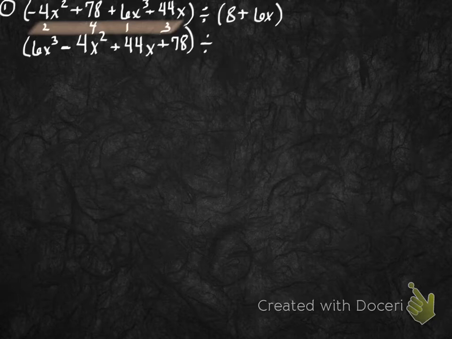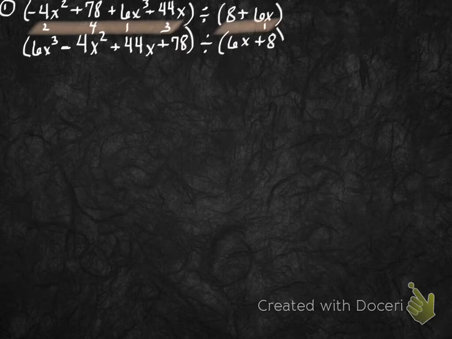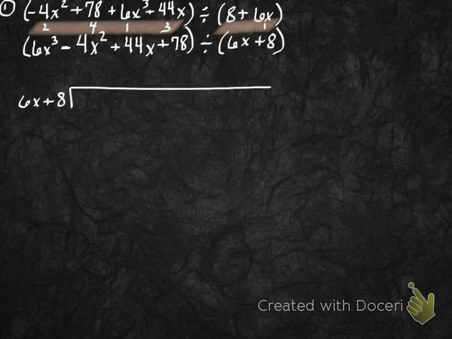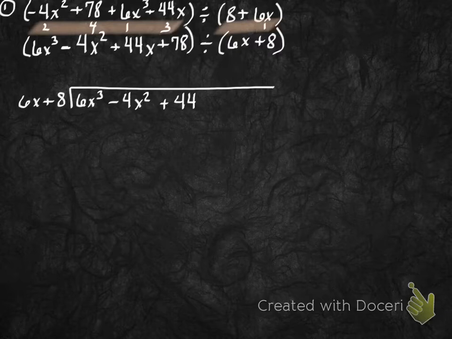And divided by. Now looking in the second parenthesis, I need to do the same thing, going down from my x's. So the first term is that 6x. If it happened to have a minus sign in front of it, I'd bring it forward with a negative. Plus 8. Now I can do the long division like we were doing yesterday. So 6x plus 8 will divide into 6x cubed minus 4x squared plus 44x plus 78.